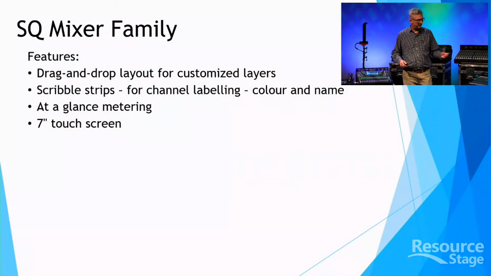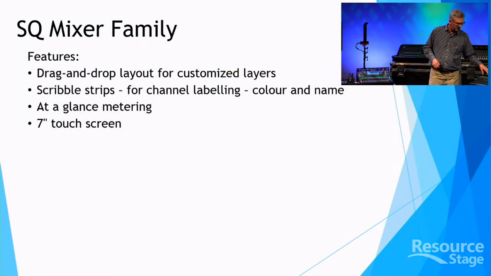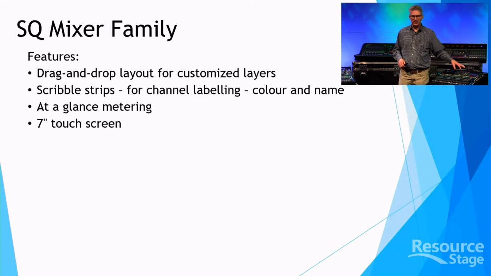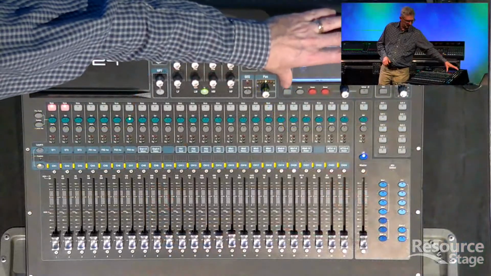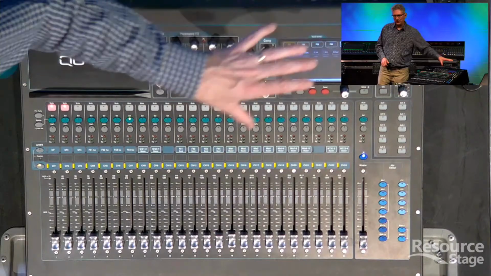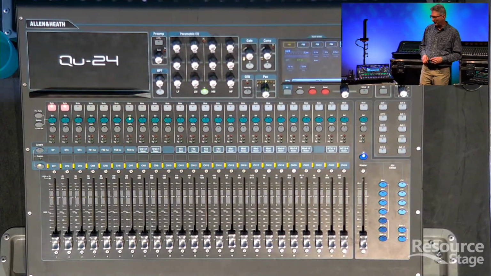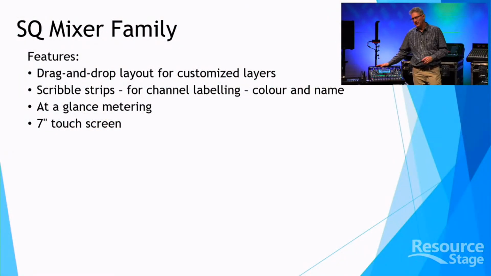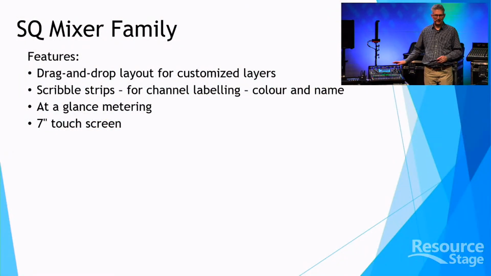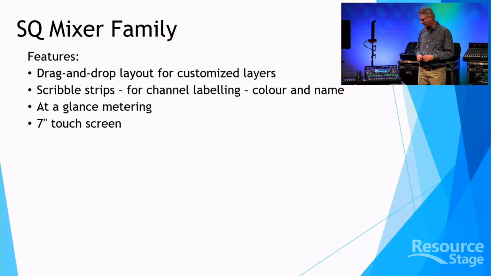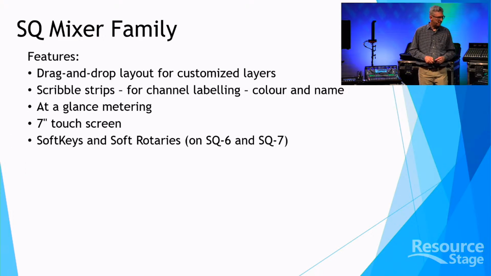7-inch touchscreen. Oh, I forgot to tell you about that. On the QU, the QU16 and 24, the touchscreen is 5 inches. On the QU32, it is a 7-inch touchscreen, so it is a little bit bigger as well. The SQ console has a 7-inch touchscreen, so there's lots of space there to do all of the audio routing and parameter changing and whatnot on that.